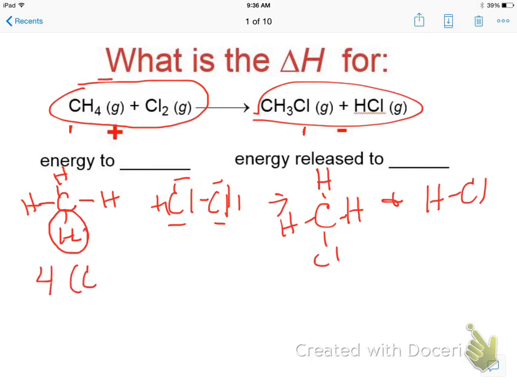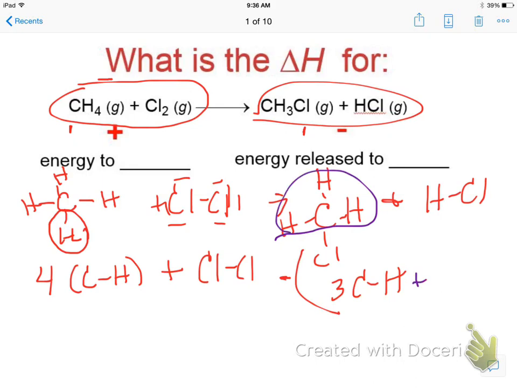What I have to recognize is that I have four CH bonds that have to be broken, and one Cl-Cl bond that has to be broken. I'm going to take that energy and subtract from it the energy that gets released when I form bonds. I'm going to make 3 CH bonds, as indicated by these 3, plus 1 CCl bond, this one here, plus 1 HCl bond. And I'm going to use the bond energies in that table that you have in your packet.